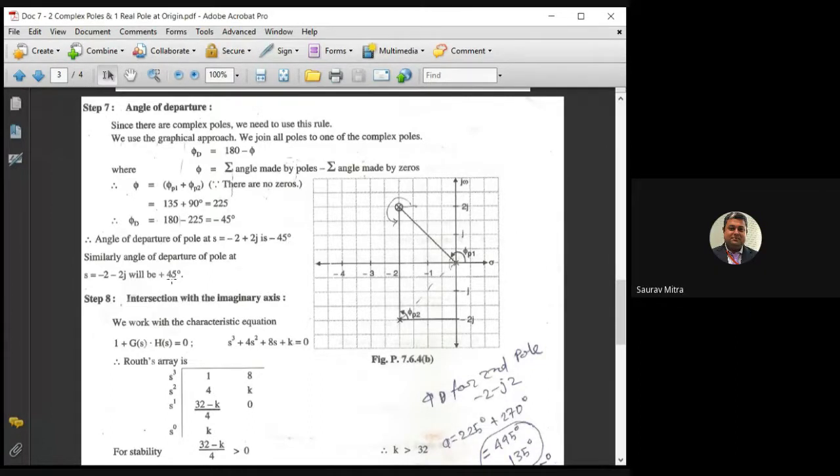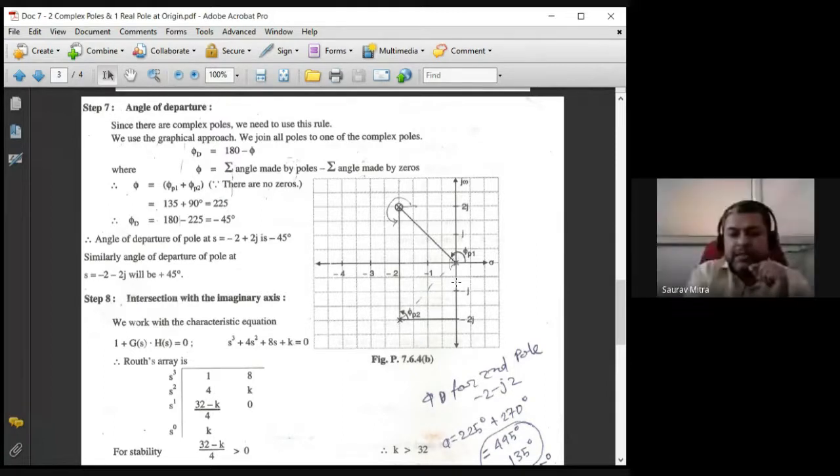So what is the total phi p now? This is phi p1 plus phi p2, that is 225 plus 270, that is 495. This angle from here to here will be 225, from here to here it will be 270. If you add them, it will be 495. That means phi is going to be 495. How much is going to be phi d? Phi d is 180 minus 495, that is going to be minus 315 degree.